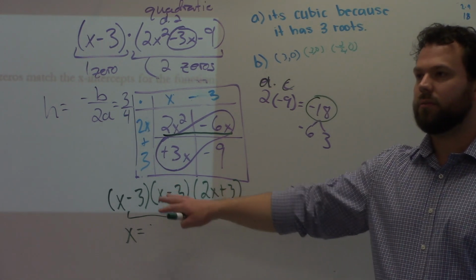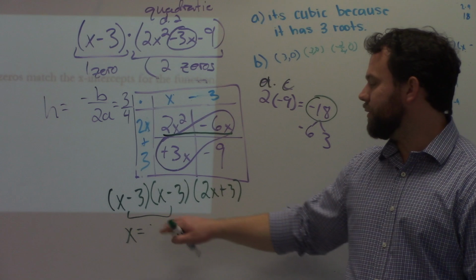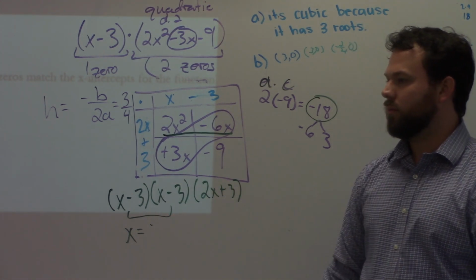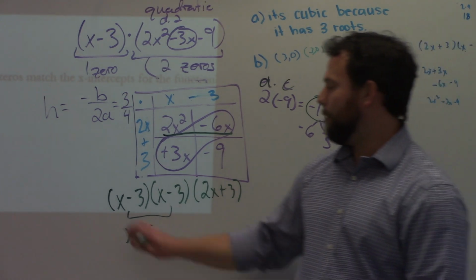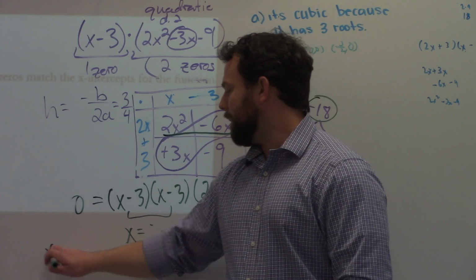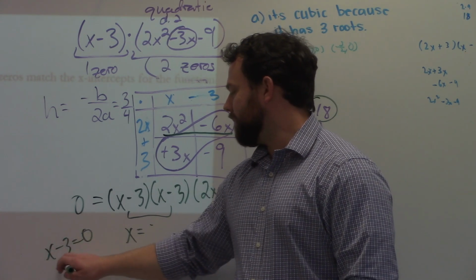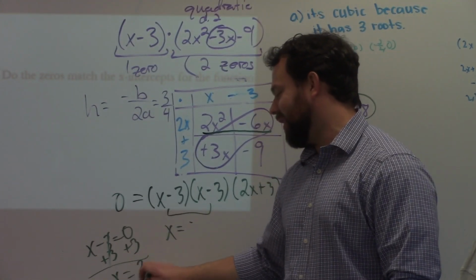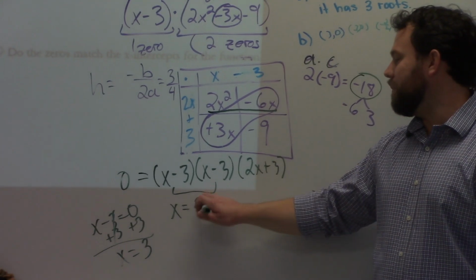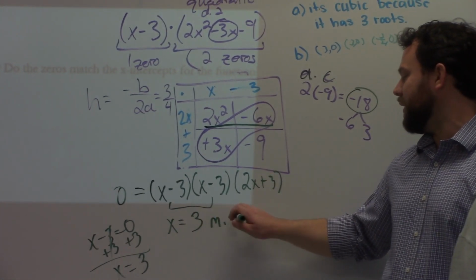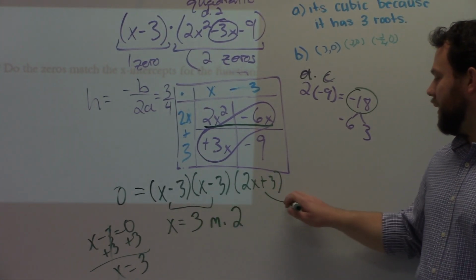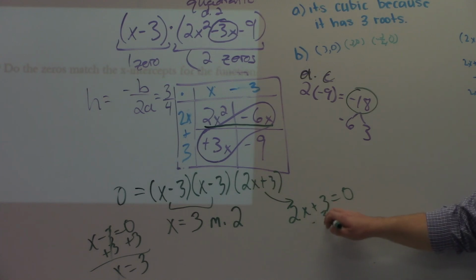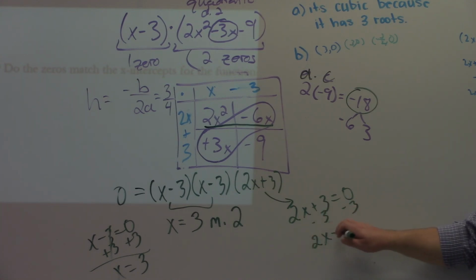But what I'll point out is right here, x is equal to what? What are my roots here? X equals 3. Thank you, it's positive 3. Remember, we need the opposite, right? Yeah, x equals 3, but it's twice, so it's a multiplicity of 2. Here, we get 2x plus 3 is equal to 0. 2x is equal to negative 3.